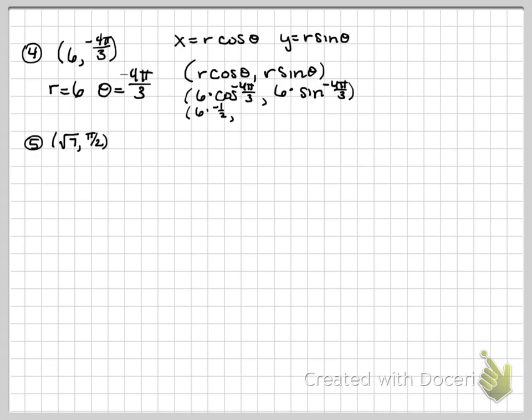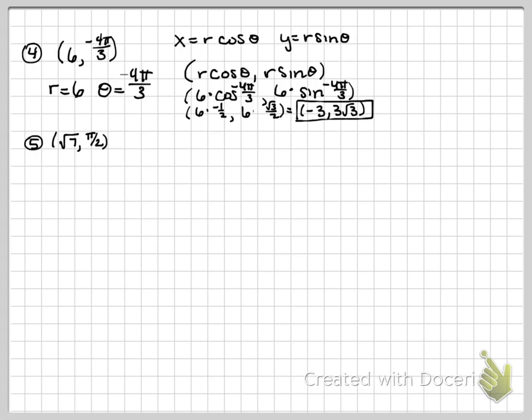Okay. Then do the same. 6 times the sine of negative 4 pi over 3 is positive root 3 over 2. Multiply the two together, and my final point is negative 3, comma, 3 root 3. So this is the rectangular point for that polar point that I started with.